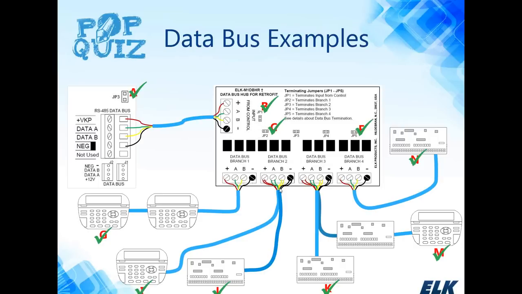Branch 2, we have 2 home runs. Each device gets terminated, but not the hub. On branch 3, once again, 2 home runs, a single device here, 2 devices daisy chained there. Because it's 2 home runs, the last device on each home run would accept a terminating jumper, but not the hub. And then finally, on branch 4, it's a single home run going to a device. The device gets terminated as well as the hub in this case.